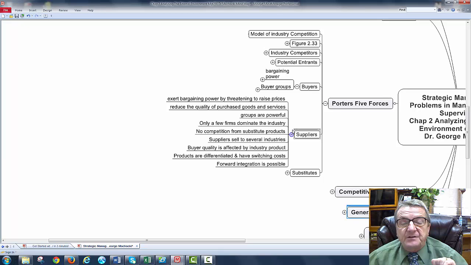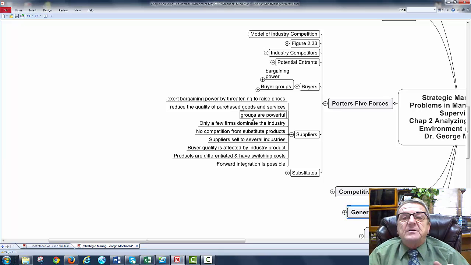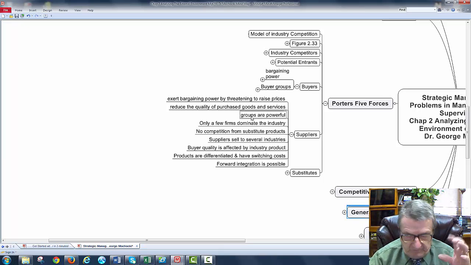Now, my suppliers, again, exert bargaining power by threatening to raise prices, or their groups are powerful, and you see that happening with Costco and American Express. Costco couldn't agree with American Express. What did they do? They just went to Citibank, Visa or MasterCard, for lack of better words. I think it was Citibank they made the agreement with, even though they're not making money. I think they're breaking even when they took that.